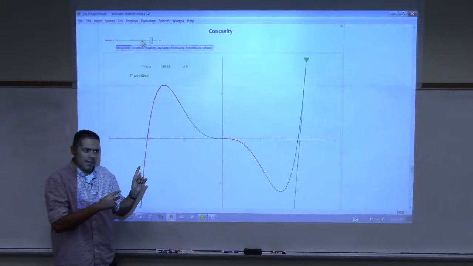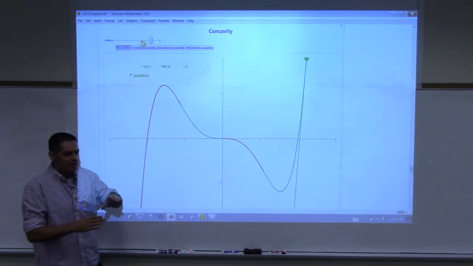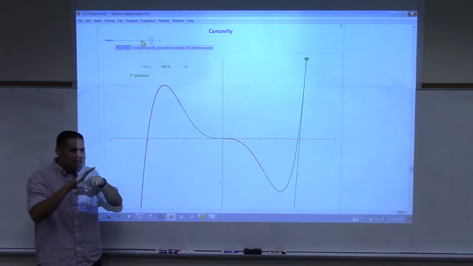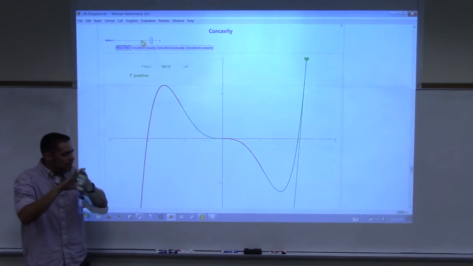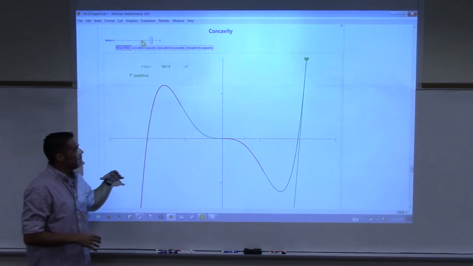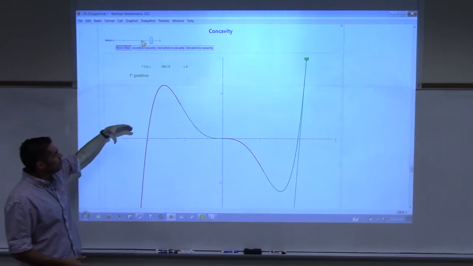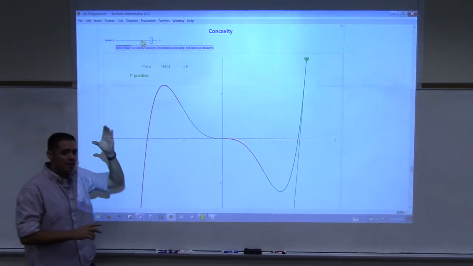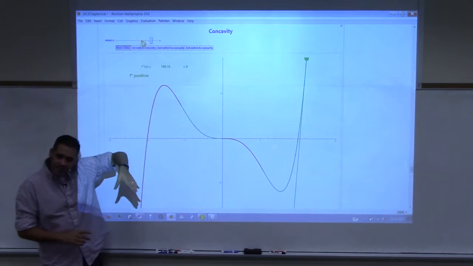That's kind of what concavity is about. When you think concave, think of concave mirrors. You know, they have this curvature to them. We're talking about concavity here. It has to do with whether you're one of two things. You're either concave up or concave down.